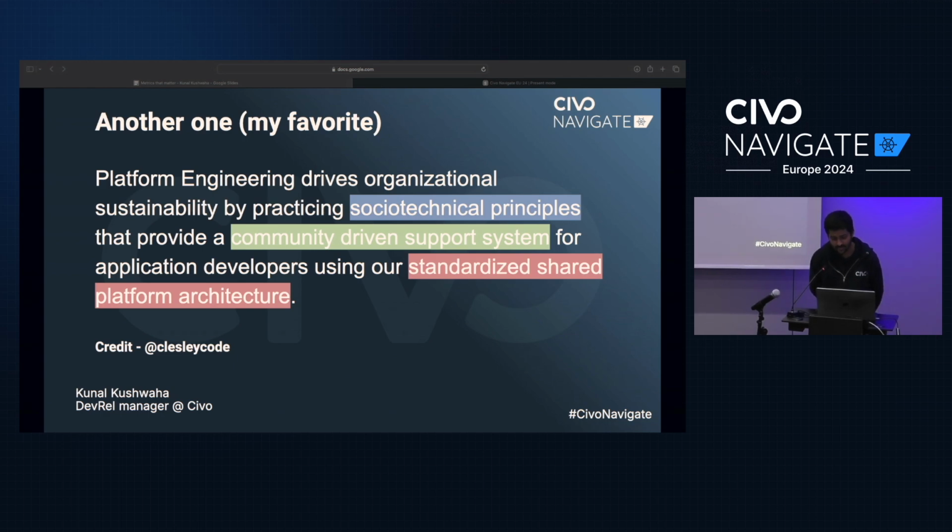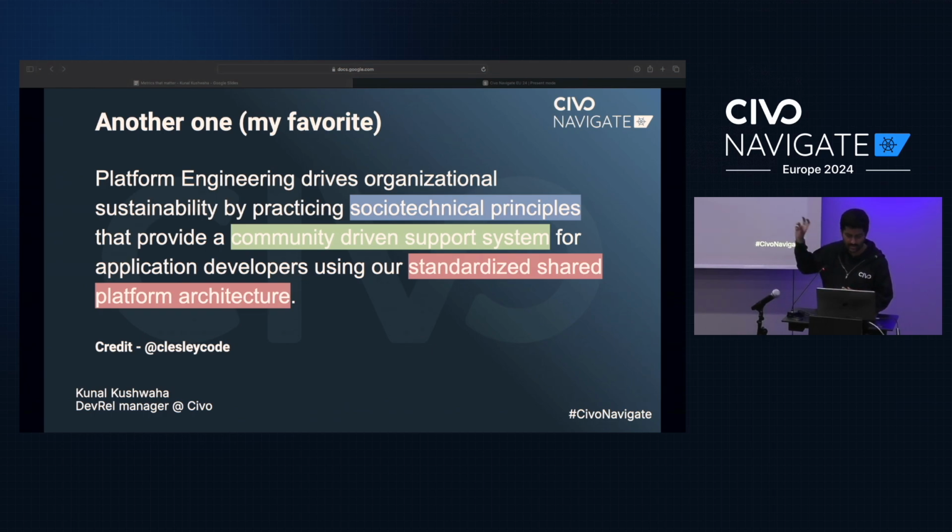Platform engineering is really about bringing people and technology together in a way that works smoothly. The idea is to make sure that we're thinking about both the technical and the human side. So it's not just about building tools, it's about creating a space where developers feel supported and can collaborate easily. This is where the community-driven support system comes in, the one you see highlighted in green, where everyone helps each other out.